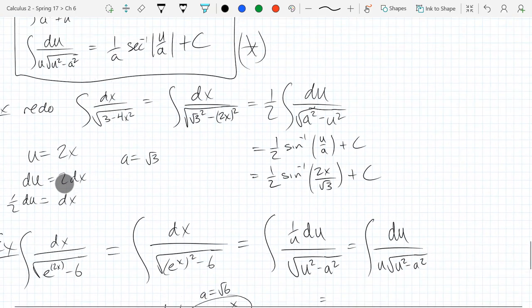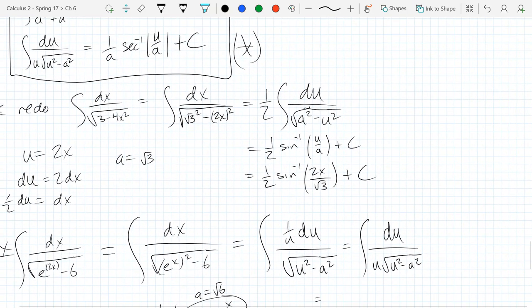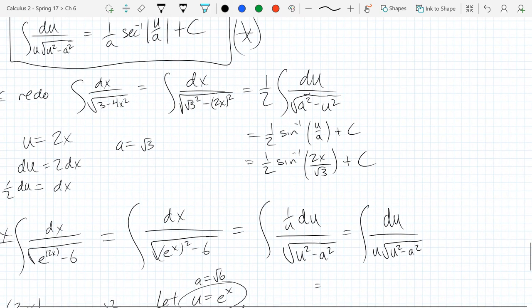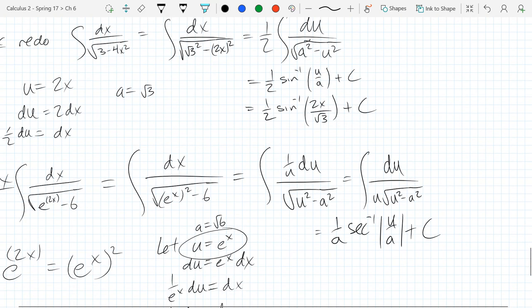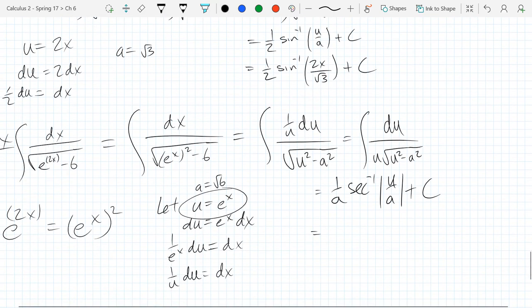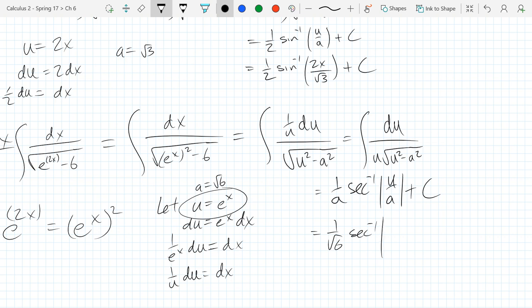Secant inverse right here. So this is perfect form for secant inverse, the upper left. One right there, so go ahead and apply that. We get 1 over a, secant inverse, absolute value u over a, plus c. And unsubstituting everything we have here, 1 over square root 6, secant inverse e to the x over square root 6, plus c.